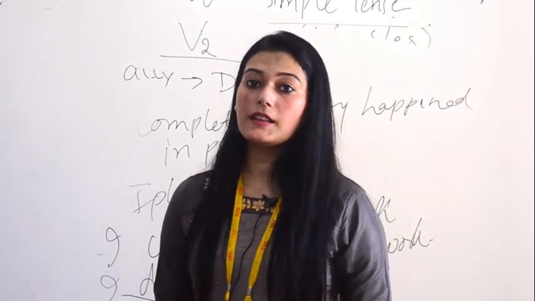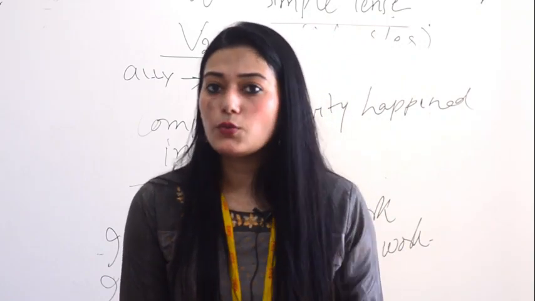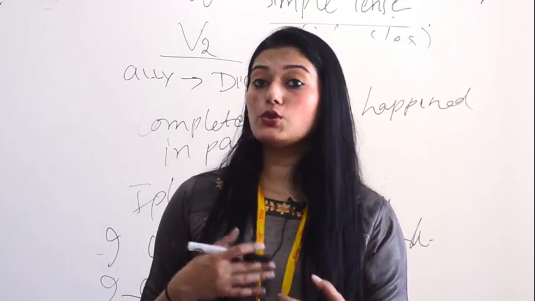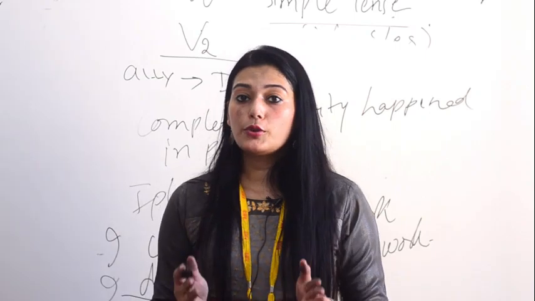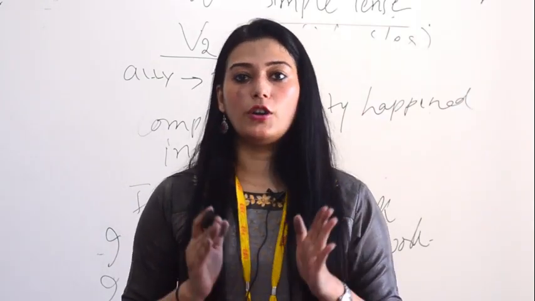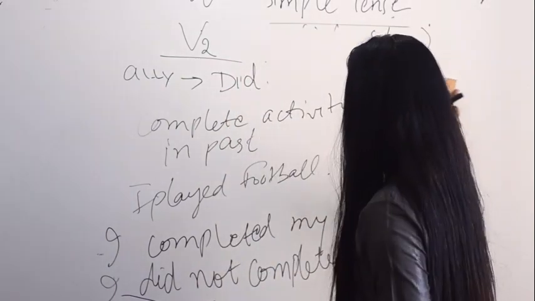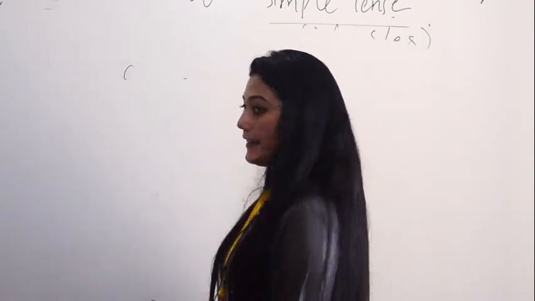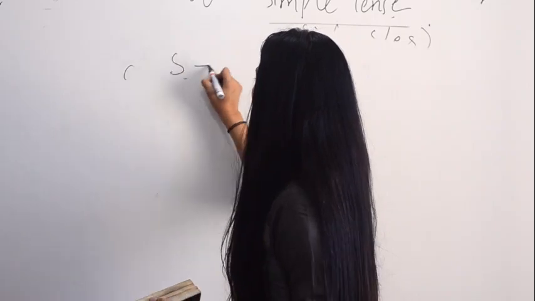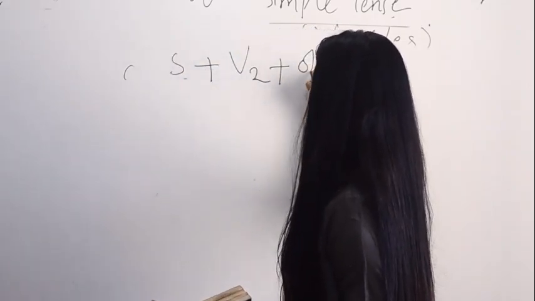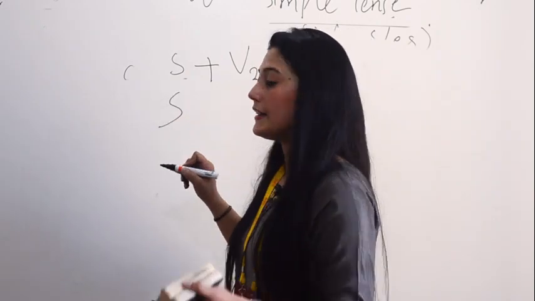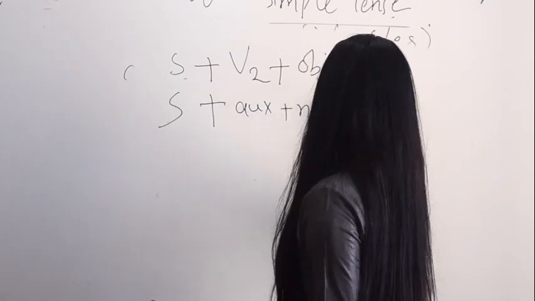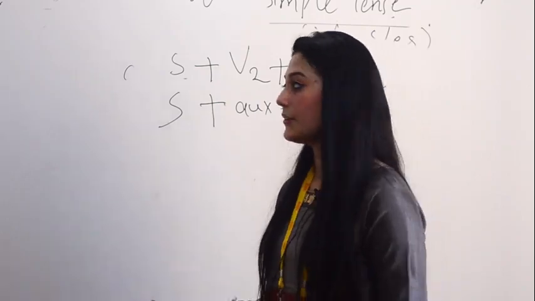I have seen many people speaking like, I didn't knew about it, or I didn't wanted. No, big mistake, terrible mistake. Whenever you use an auxiliary with past tense, do not put the verb's second form, use the verb's first form only. Got it? Okay. And yes, its structural formula is subject plus V2 plus object, and if we make it negative, subject plus auxiliary, that is did, plus not plus object. Alright.